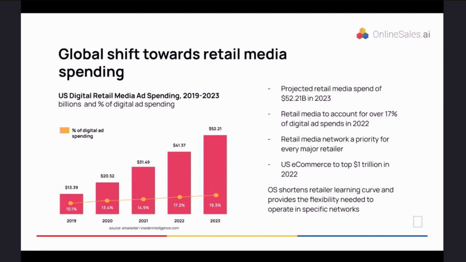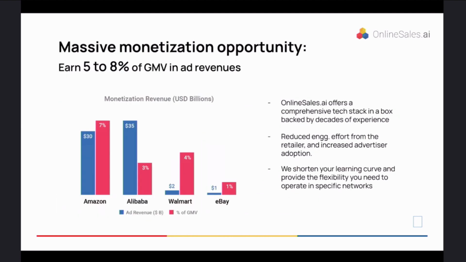2023 is a projection, but if you look at this year, US digital retail media spending is going to be about 17.2% of the total ad spends. For a medium which is not very old, that is significant. Amazon and the Alibabas were the early drivers. The scale is tremendous, so there is a tremendous monetization opportunity for online retail.